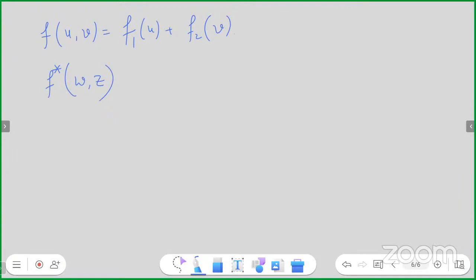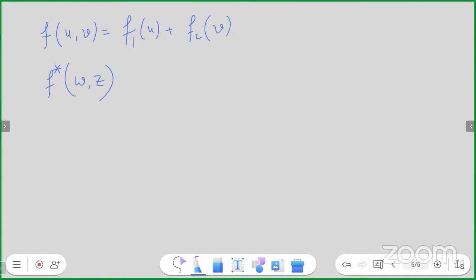Let's see what happens. So let's say f of u comma v is separable. Let's call it f1 of u plus f2 of v. What can you tell me about f star of w comma z? You're given that they're separable. Just think of them in two dimensions.